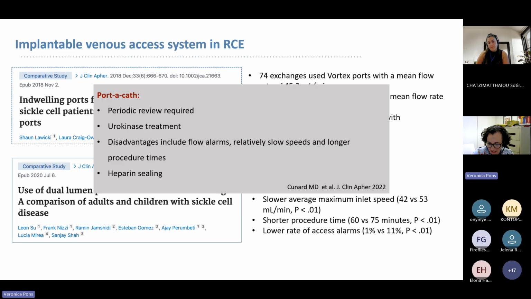But what is clear is that these port devices need periodic review, with many centers routinely performing pre-procedure urokinase treatment, and sometimes we have technical difficulties in terms of flow. It's a good option, but it's true that we sometimes have problems with the flow rate.